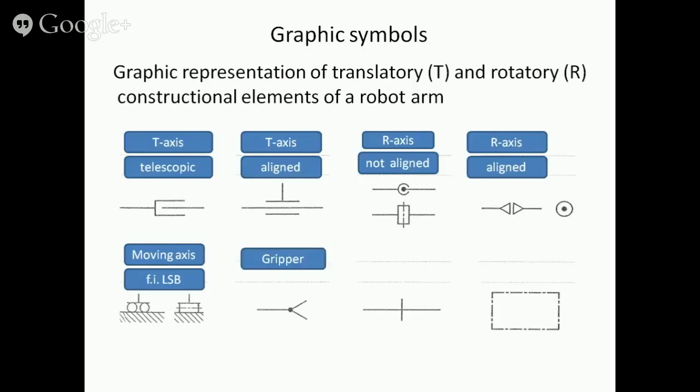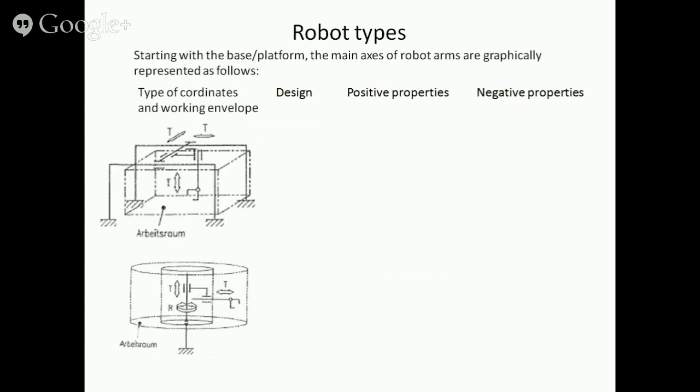Now this is the graphic symbol for a gripper. Two intersecting lines represent the system limit, whereas dash dot lines represent the limit of auxiliary axis. We shall see later on what this means. The different types of robots are also represented graphically.